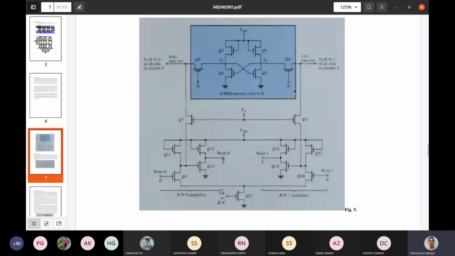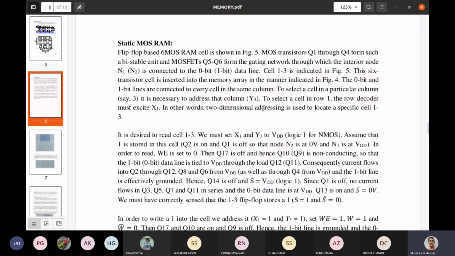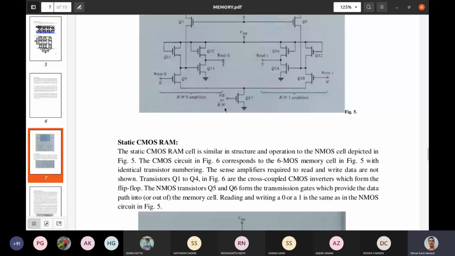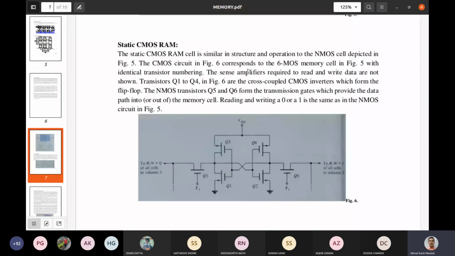What I will mention here is also present in this description. So this is the configuration based on NMOS transistors. Now we consider the static RAM using CMOS transistors. A CMOS unit is basically the connection of two transistors, that is NMOS and PMOS. So this NMOS and PMOS are connected to form a NOT gate or an inverter.